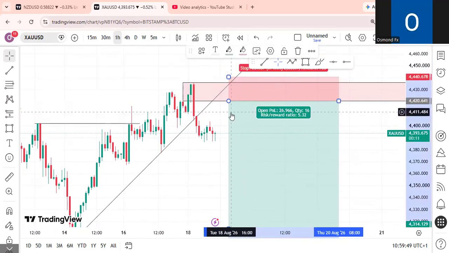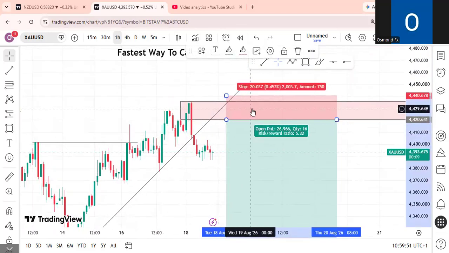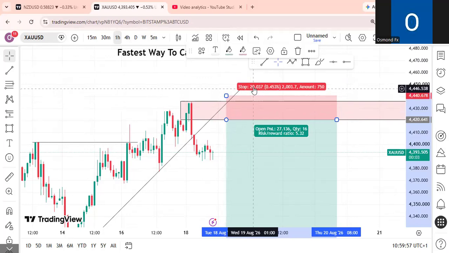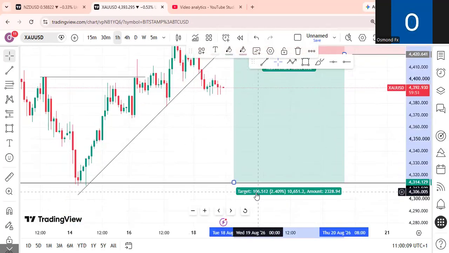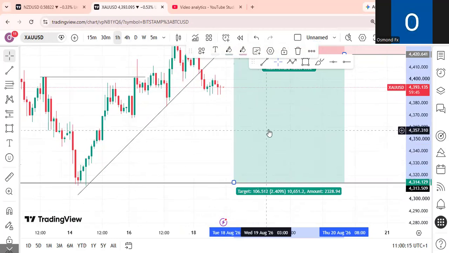Then if you use 0.02 and the market goes in your favor, you're going to make times 2 of this. That is, you're going to be losing times 2 of this 20 that is here. That is $40. But if it goes in your way, you're going to make times 2 of this, which is $212. That's if you are using 0.02.